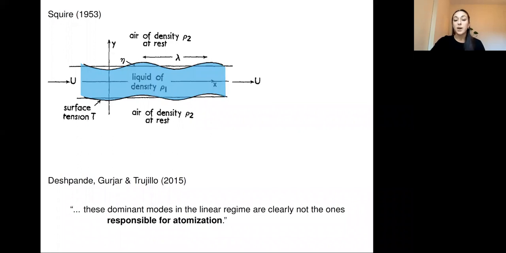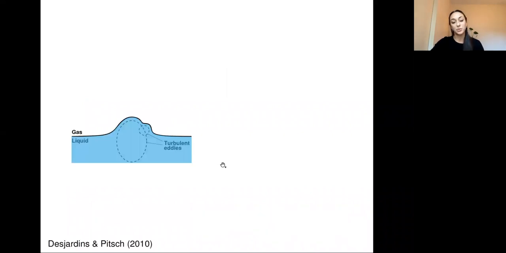So how can we go about studying this problem more systematically? Some inspiration we take from this study of Desjardins and Pitsch. Now this was for a reverse problem, so it was for a turbulent liquid jet issuing into quiescent air, but some of the ideas proved to be very relevant, very useful for our study. So again, disturbance of the gas-liquid interface here. And in their case, as I said, they have the turbulence coming from the liquid side. But nevertheless, we have a disturbance happening on this interface.